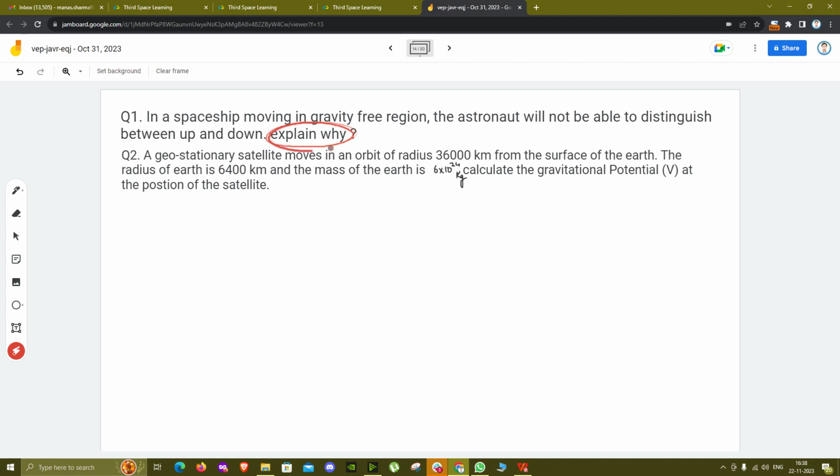I would like you to explain in the comment section why that would be the case. And for the second question, the geostationary satellite moves in an orbit at 36,000 kilometers. This is the orbit radius given from the surface of the Earth. Now, the radius of Earth is 6,400 kilometers, and the mass of Earth is 6 × 10^24 kilograms. You have to calculate the gravitational potential at the position of the geostationary satellite. Please try to solve this and give your answers in the comment section.